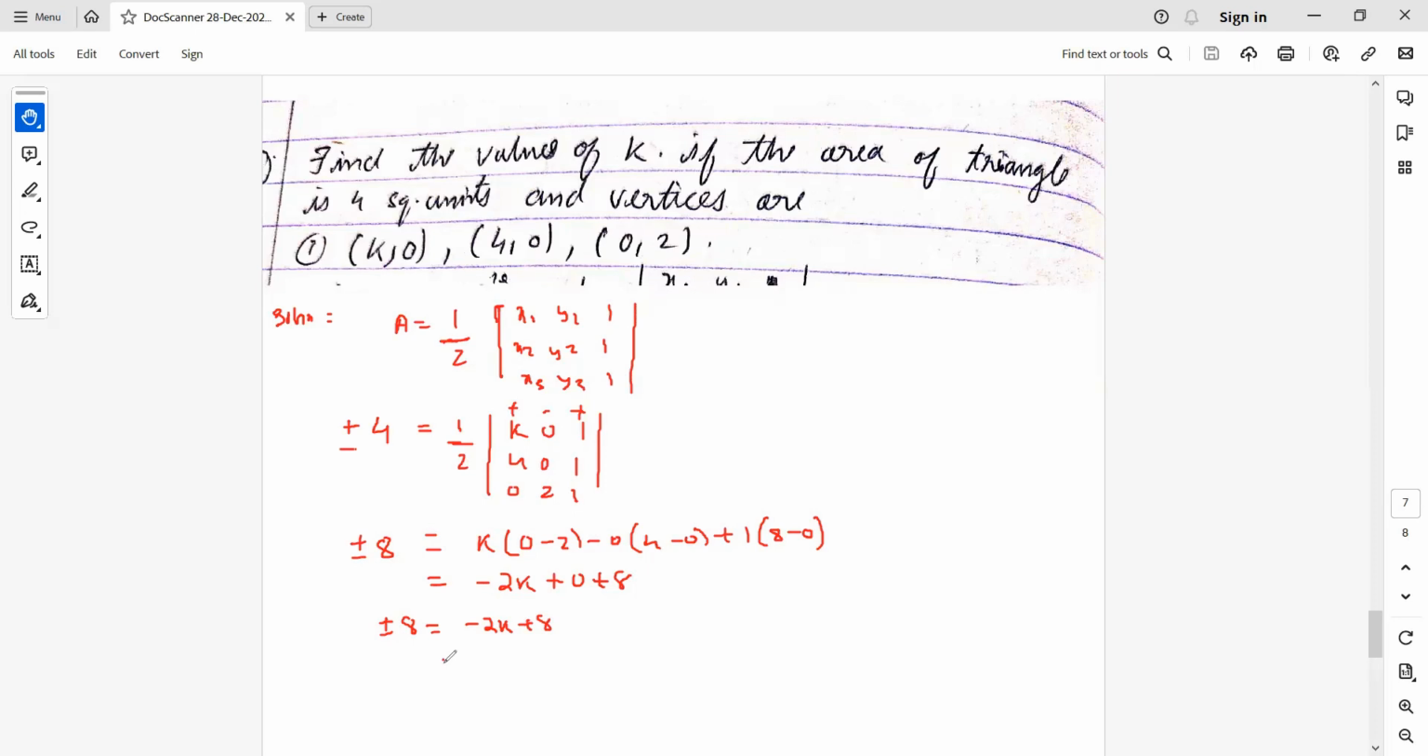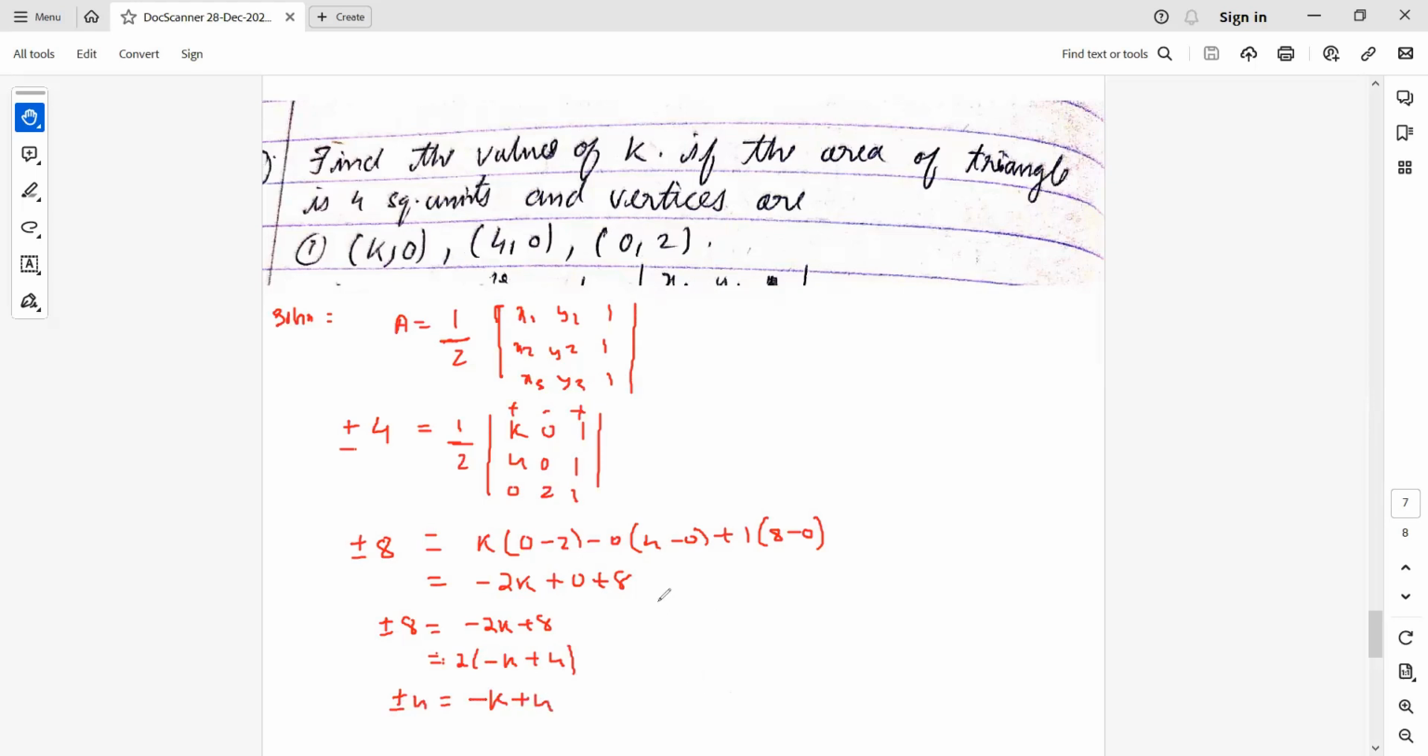And here we can take out 2 common. If you want, you can take out 2 common and simplify, or you can do it directly also. So when 2 is common, it will be minus k plus 4. On simplifying, we get plus or minus 4 is equal to minus k plus 4.